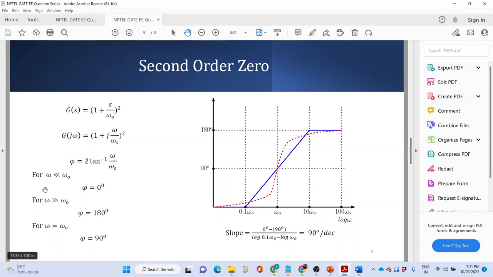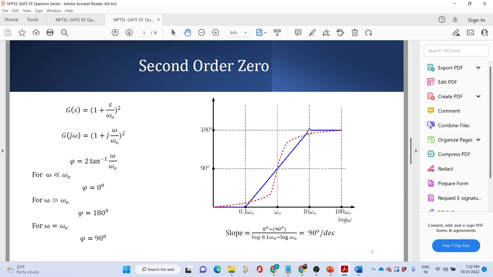Similar derivation which I have done before. When omega is far less than omega 0, phi would be 0. When omega is far greater than omega 0, phi would be 180 degree. When omega equals omega 0, phi would be 90 degree. The key point is that when there are two zeros, the slope would be 90 degree per decade. The effect of the zero will start again from omega 0 by 10 and last till 10 times omega 0, starting from 0 degree. It is moving up with a slope of 90 degree per decade, and at 10 times omega 0, it flattens out at about 180 degree.